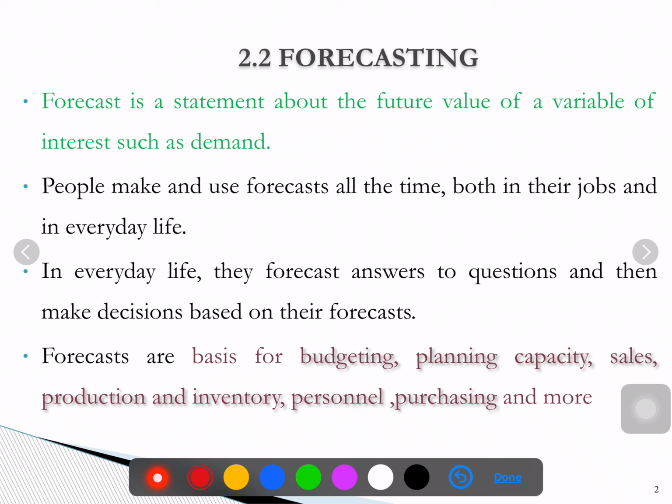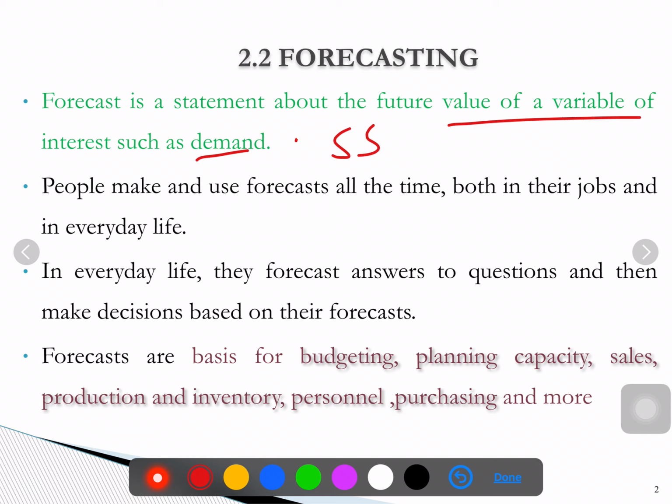A forecast is a statement about the future value of a variable of interest such as demand, or we can say supply. Any future statement about a variable of interest, supply, demand, or other variables, we call a forecast, and the process we call forecasting. People make and use forecasts all the time, both in their jobs and also in everyday life.